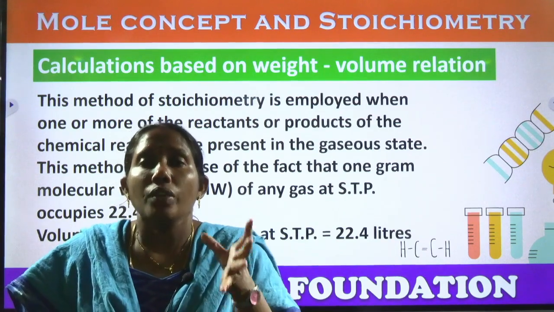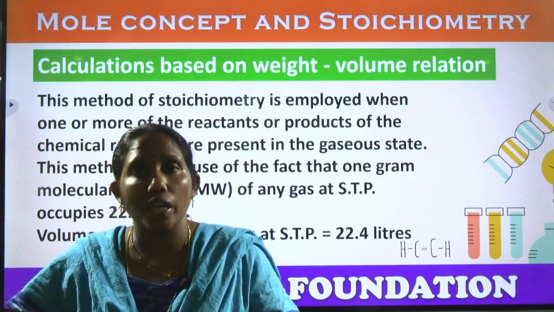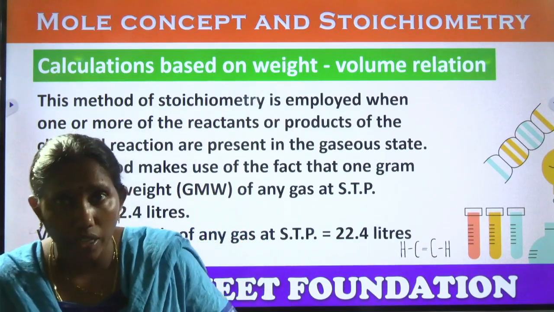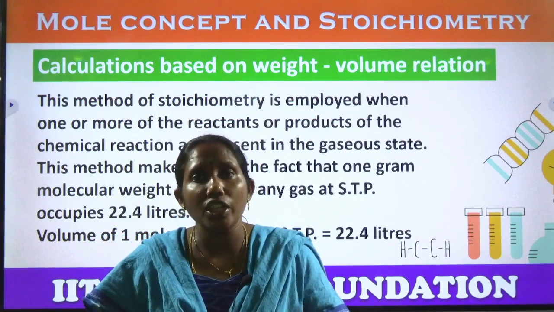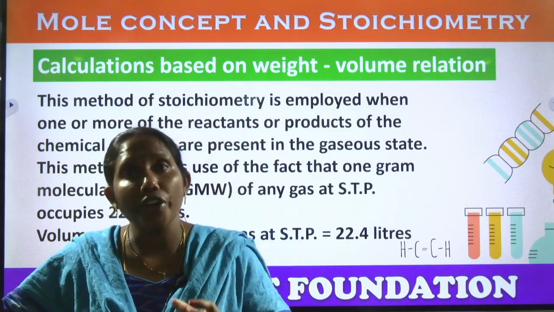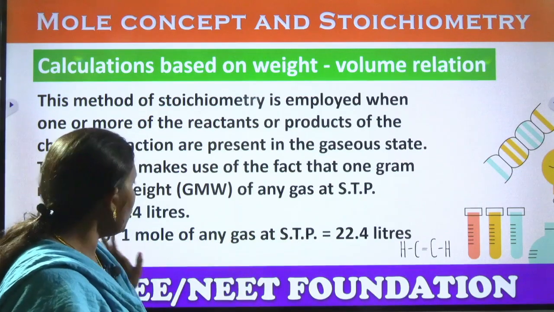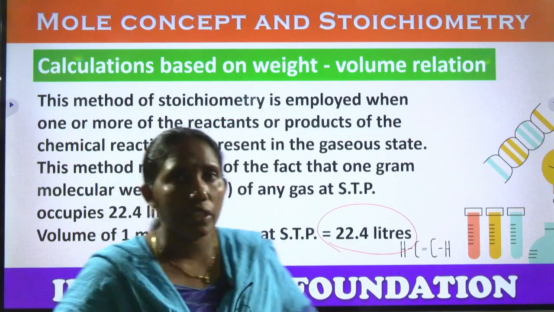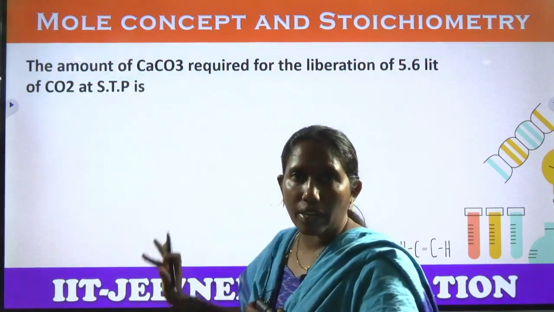Like that only, when we are talking in terms of volume, the volume we should take at STP conditions. STP: standard temperature and pressure conditions. At STP, always the volume will be 22.4 liters. The volume of 1 mole of any gas will be 22.4 liters. Okay, let us see here. That is what they have given, right? So let us do one problem based on this also, then we will understand.